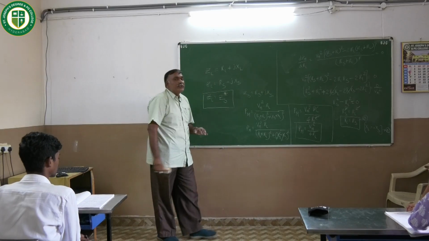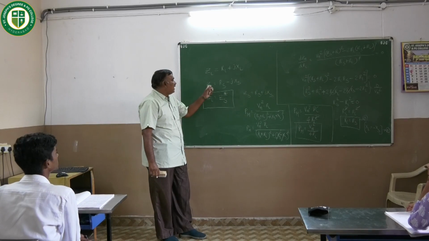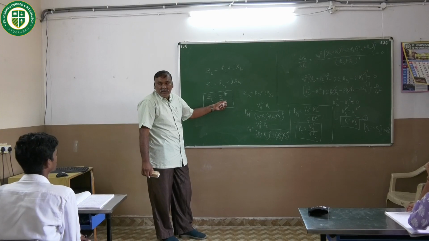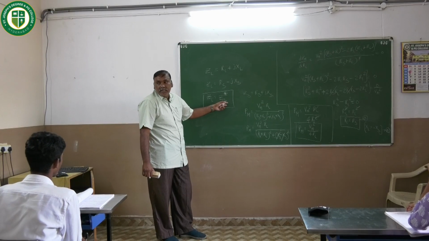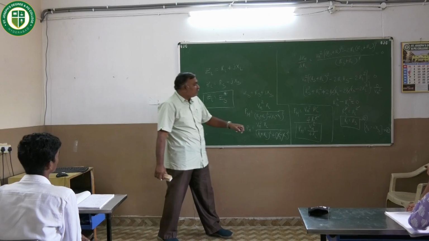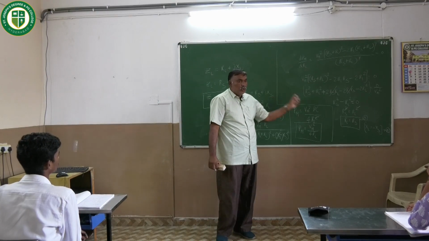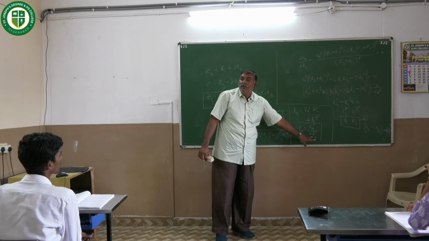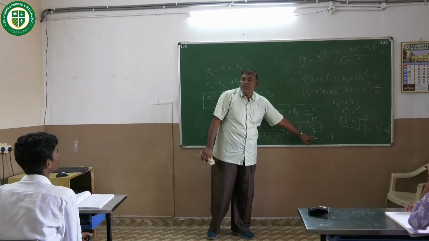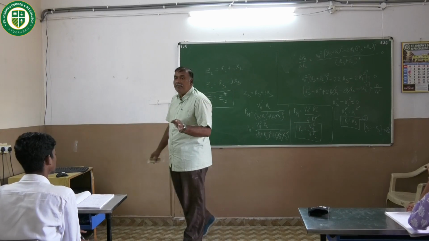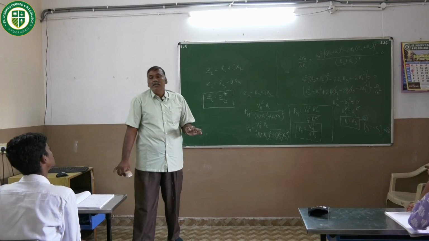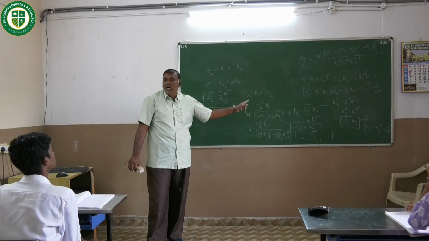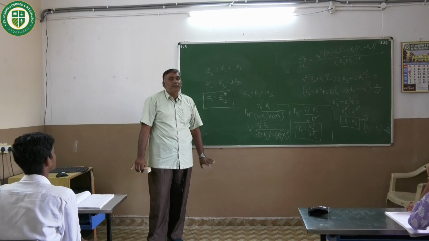Means when the circuit or a network satisfies this condition, what condition? ZL is equal to ZS star, or when the load impedance is equal to the complex conjugate of source impedance, the maximum power that is delivered to the load by the source is equivalent to Vm square by 4RL. So this is about the statement of the maximum power transfer theorem, the maximum power that is delivered to the load by the source, and the proof of the maximum power transfer theorem.